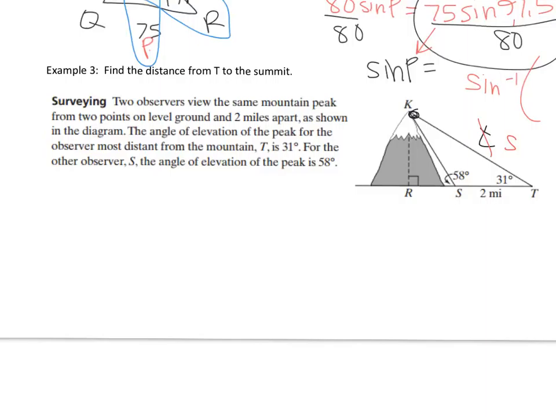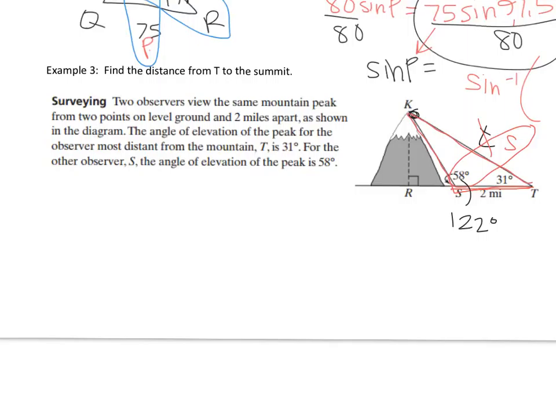So I know that this is 58 degrees, but I'm looking at this triangle right here. And I know I'm going to put these two angles together. I'm trying to find side S. So this angle right here is not 58. This angle right here is 180 degrees minus 58. So this angle is 122 degrees.